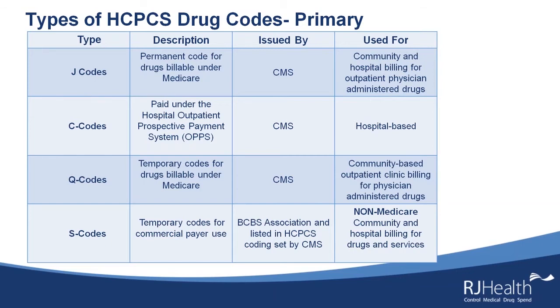Finally, the other primary code we see are S codes. These are created by the Blue Cross Blue Shield Association, and they are listed in the CMS coding set by CMS. These particular products can either be for items that Medicare may not necessarily cover. So you wouldn't bill Medicare with an S code. However, for community billing or for a commercial plan, they could be used.